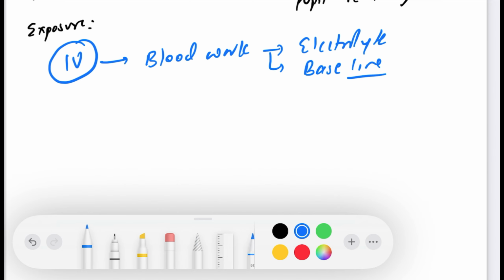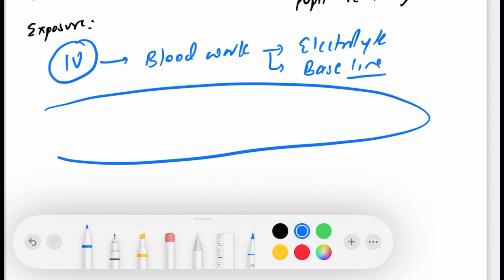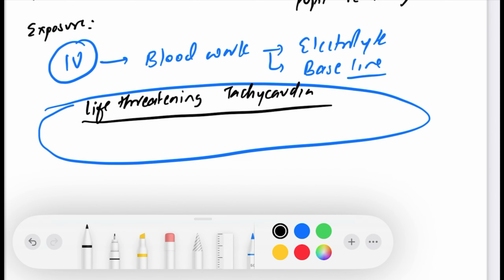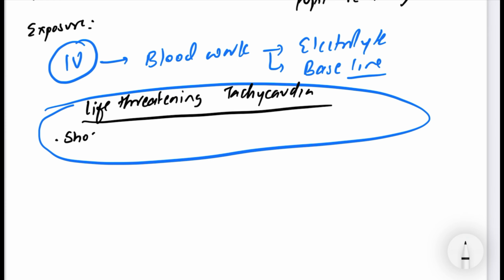After doing this much, you have to know whether this patient has life-threatening tachycardia or not. Life-threatening tachycardia is defined as if the patient is in shock, whether there is a history of syncope, whether the patient is suffering from myocardial infarction, or if there is typical chest pain.